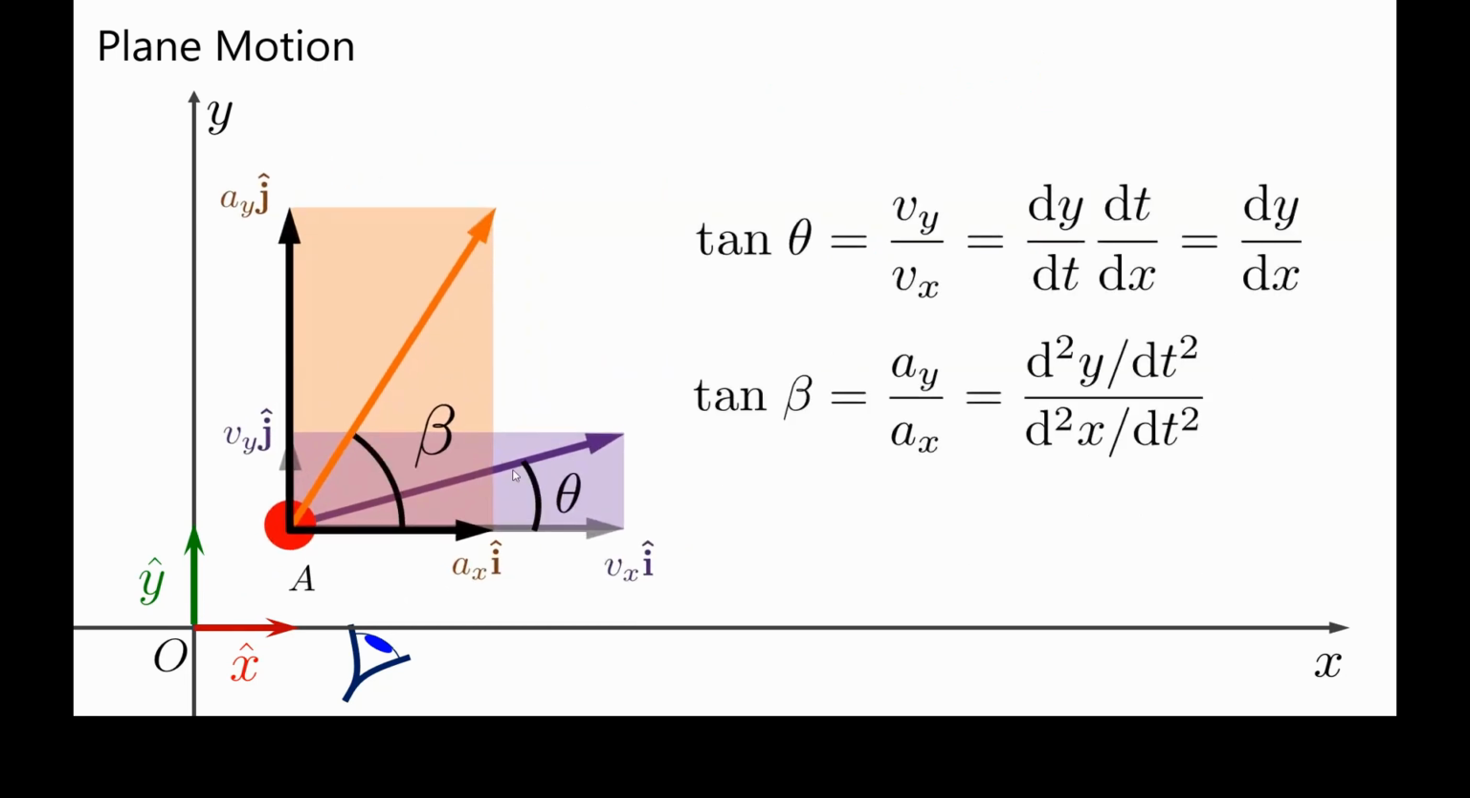Okay. Next, if you try to solve for the theta, first is the theta for the velocity, and your beta would be the angle for your acceleration. You have this expression here. For the tangent theta, that will be equal to Vy over Vx. Vy is your y component, Vx your x component. So tan theta would be equal to Vy over Vx, which is equivalent also to dy over dx times dx over dt, which in turn is the same as dy over dx.